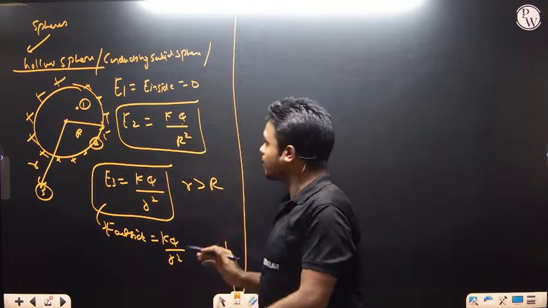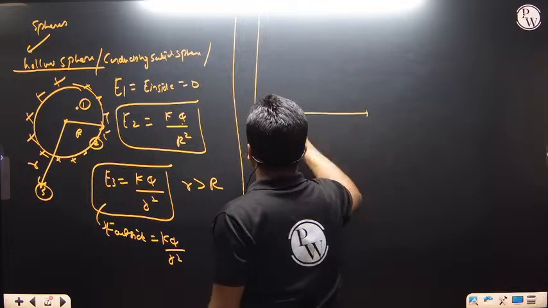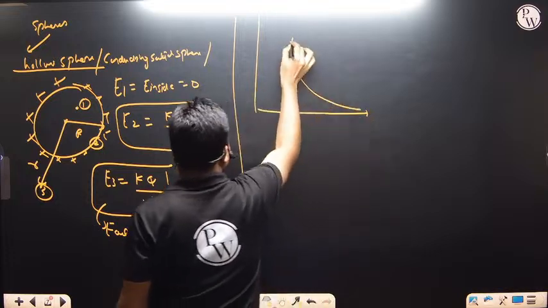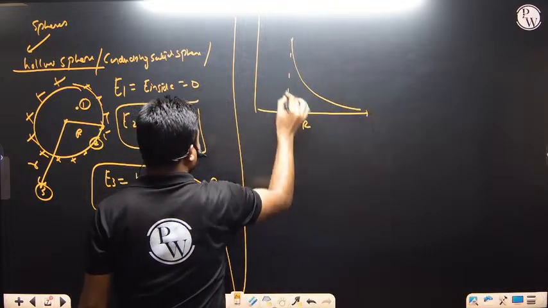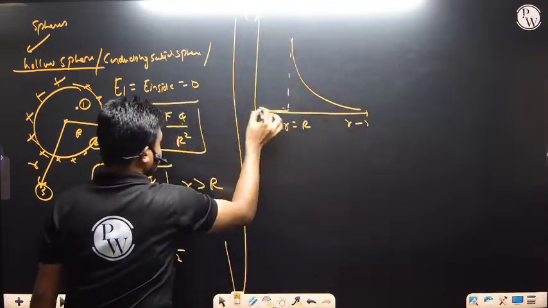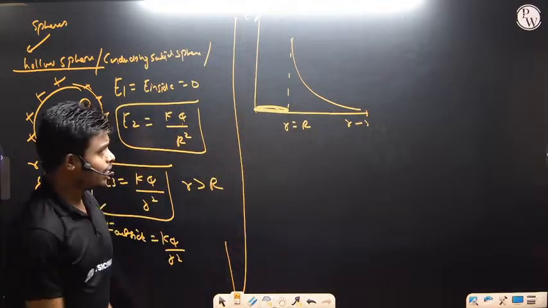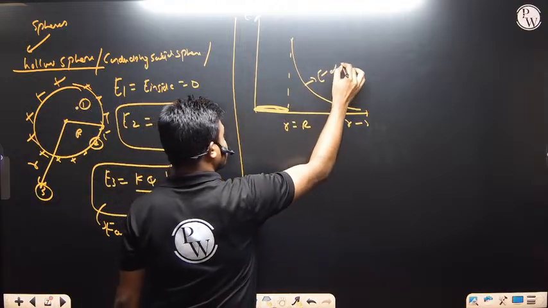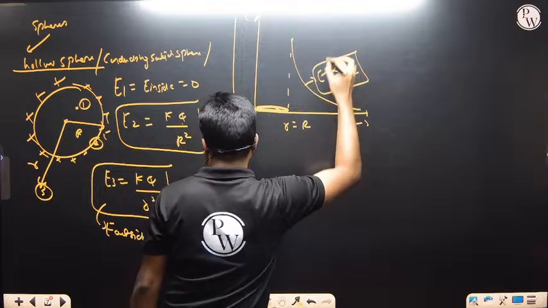If you draw the graph of this, it will be like this. This point is r equals 0, this axis is the electric field, and this is small r. For this range, the electric field value will be 0, and after that the electric field will decrease like this, as 1 by r squared.